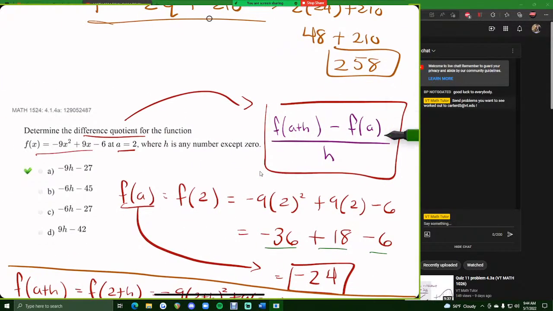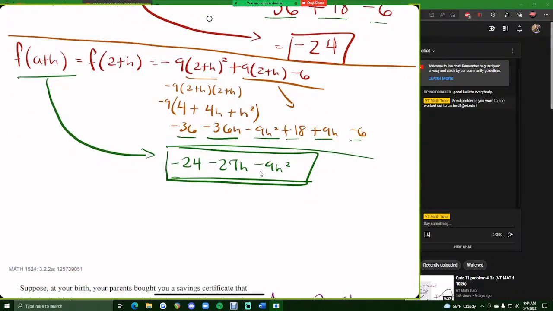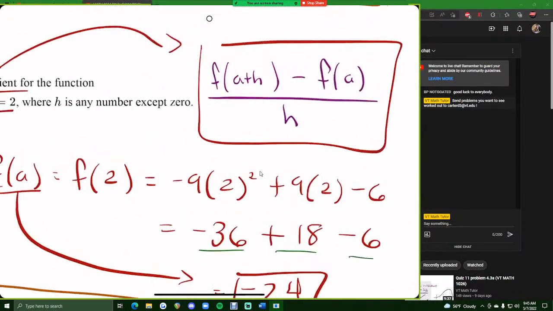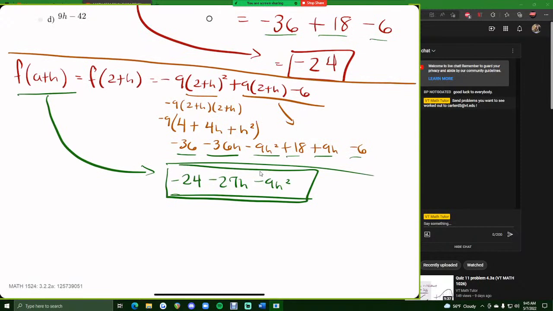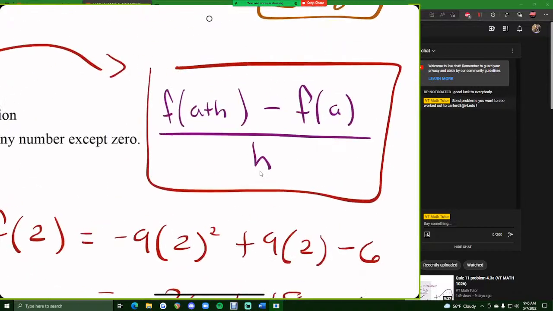So we have the two main things we need, f of a plus h and f of a. So now we plug these into the difference quotient. We have negative 24 minus 27h minus 9h squared. We are subtracting f of a, so subtracting negative 24, and we divide this all by h. Again, that was just this formula.